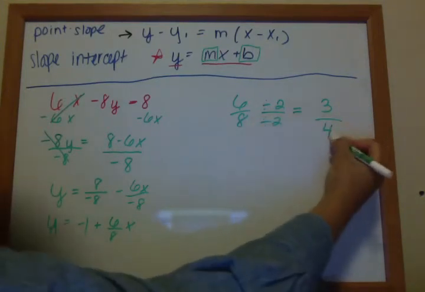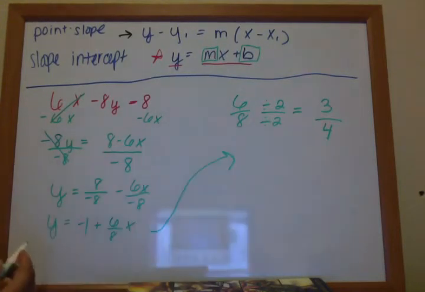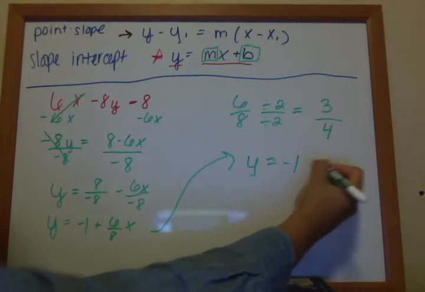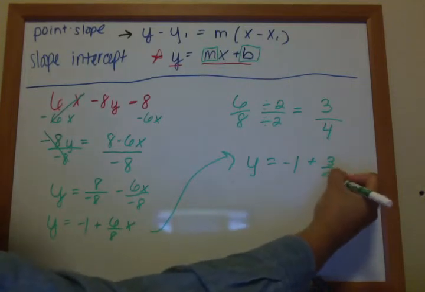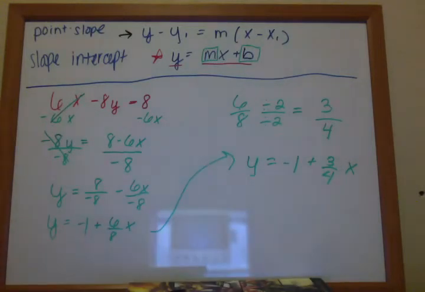6 divided by 2 is 3. 8 divided by 2 is 4. So from here, the answer will be y equals negative 1 plus 3 over 4x. And that's your slope-intercept form.